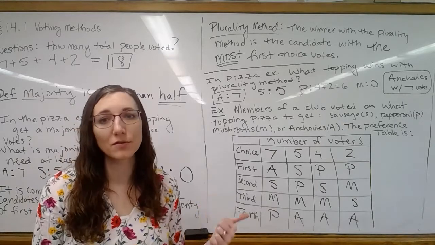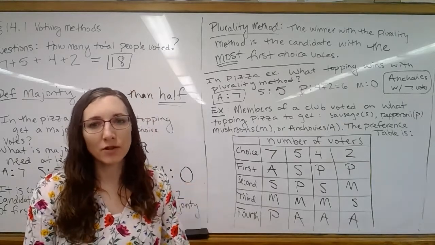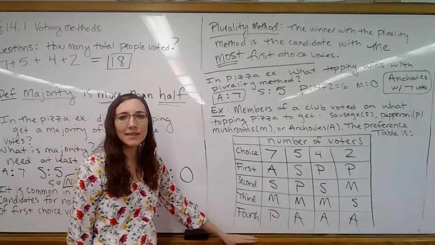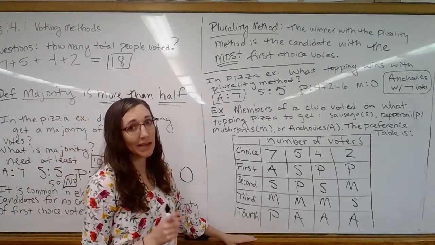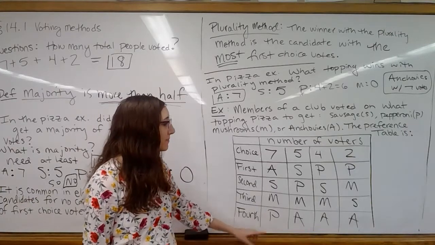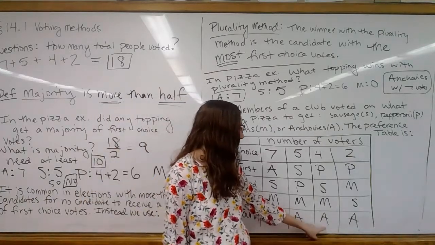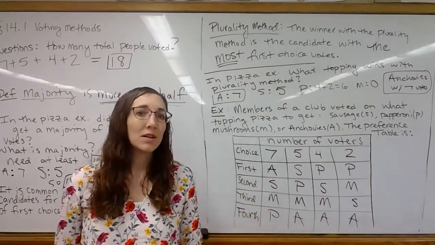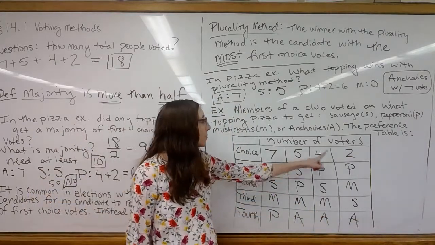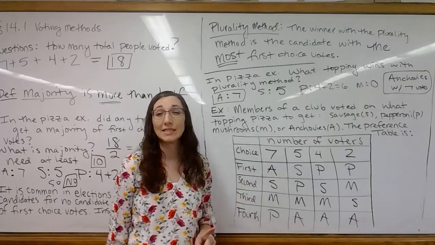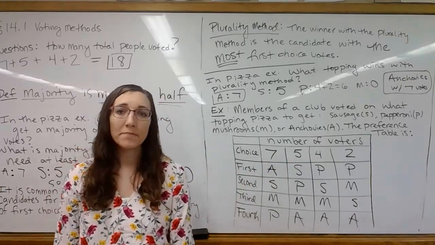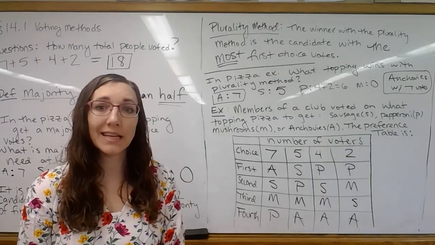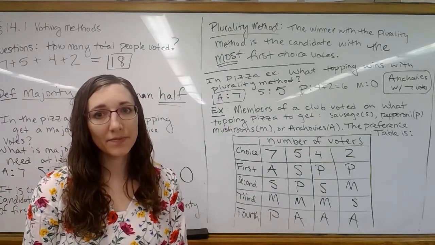Maybe you were one of those 7 really anchovy fanatics. But also, let's take a look at our table and see, how did everyone else rank anchovies? Last place, last place, last place. So the 5 people, 4 people, and 2 people, which altogether is 11 people, that was their last choice, anchovies, and yet that's what we're getting on our pizza.